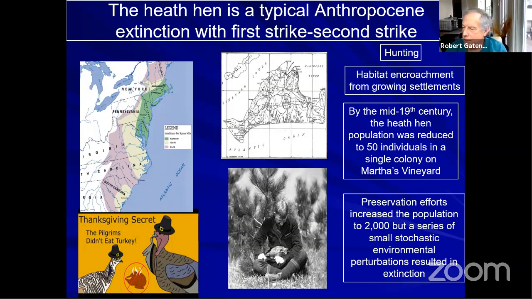But then there was a sequence of unfortunate and unpredictable events. There was a small fire in their habitat. There were two harsh winters in a row, and there was inadvertent introduction of a poultry disease. None of these events would have significantly affected the large population that occupied the entire seaboard. But in this isolated small population, the sequence of events caused a series of declines, ultimately leading to the extinction of the population.